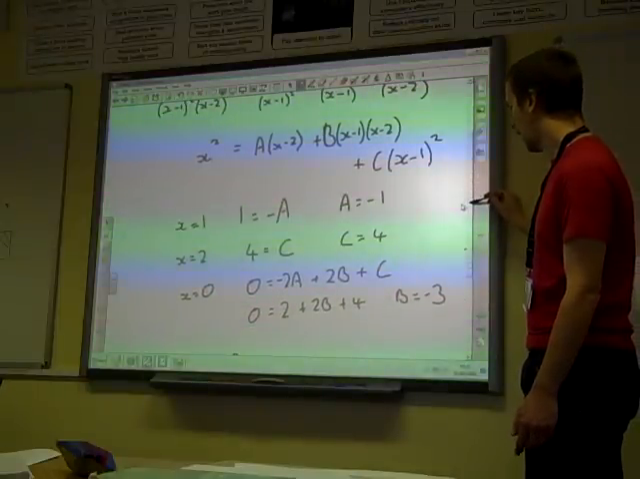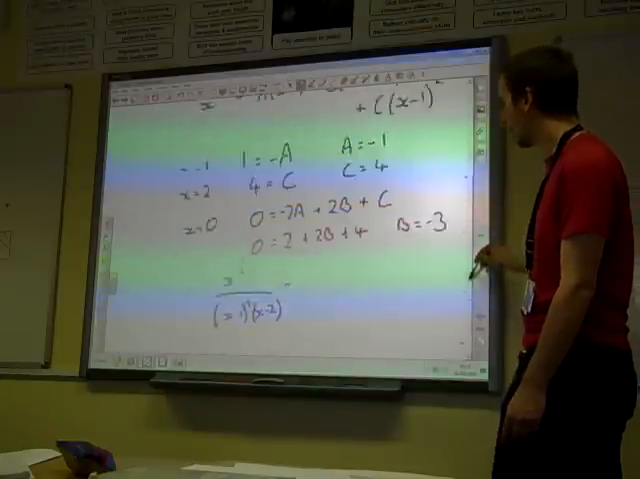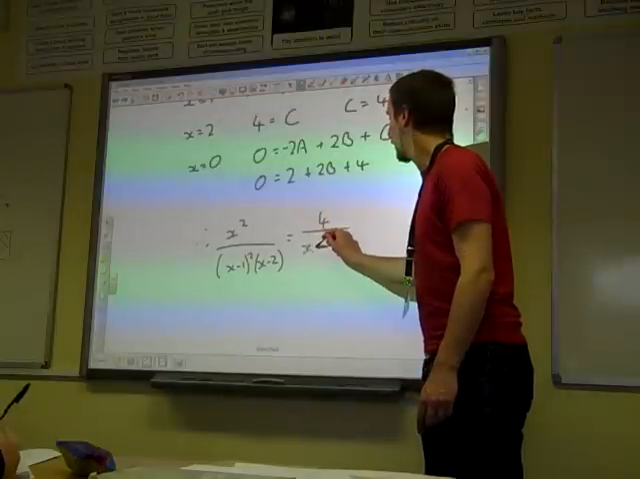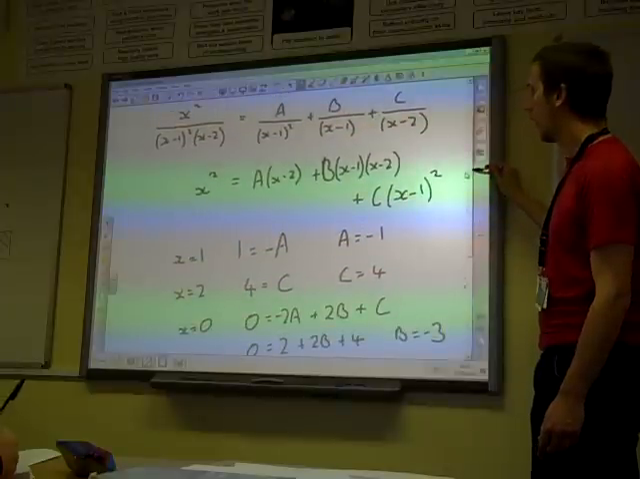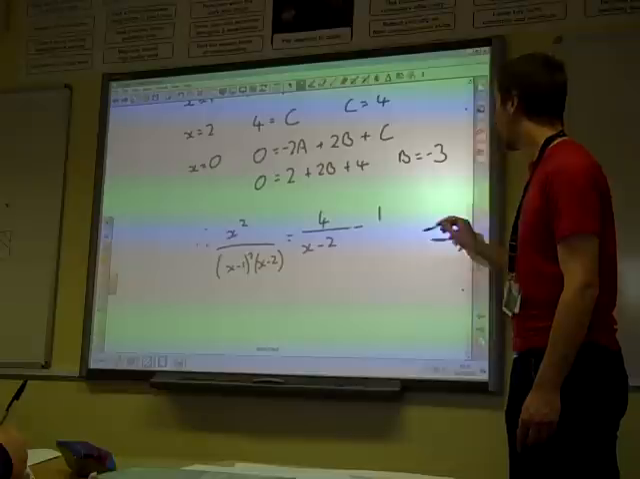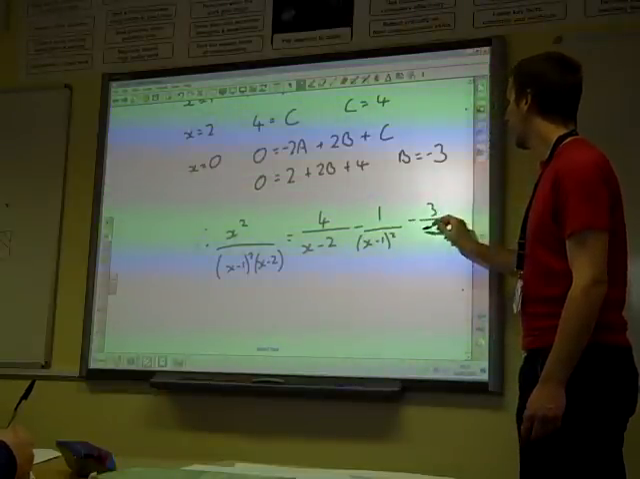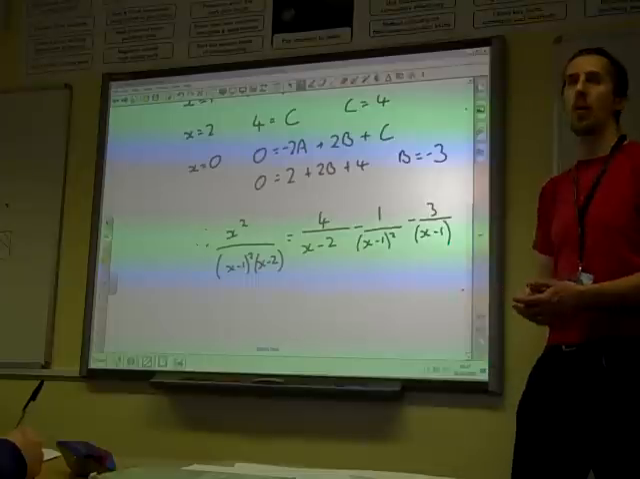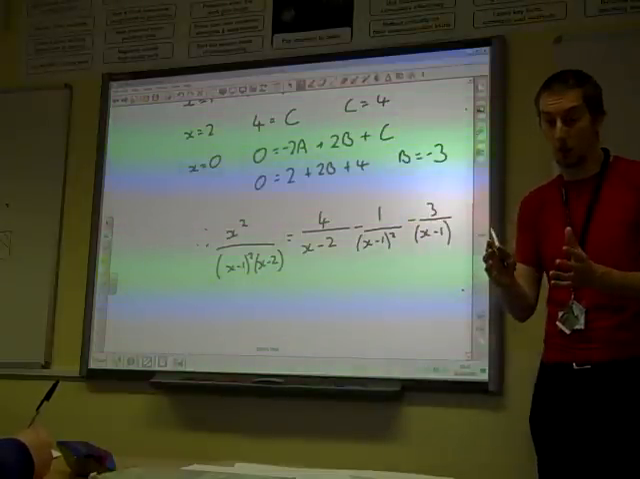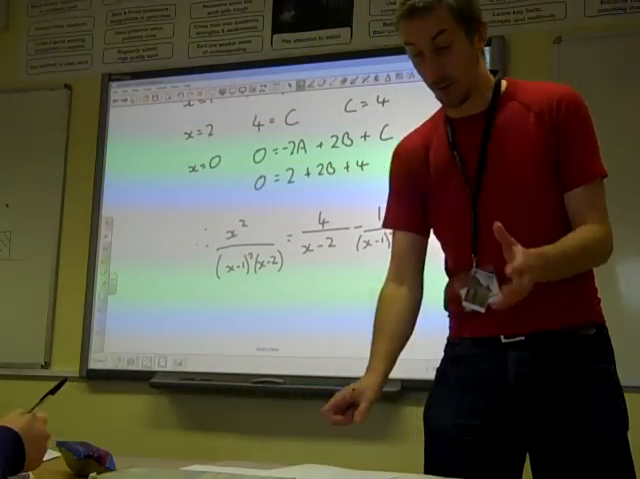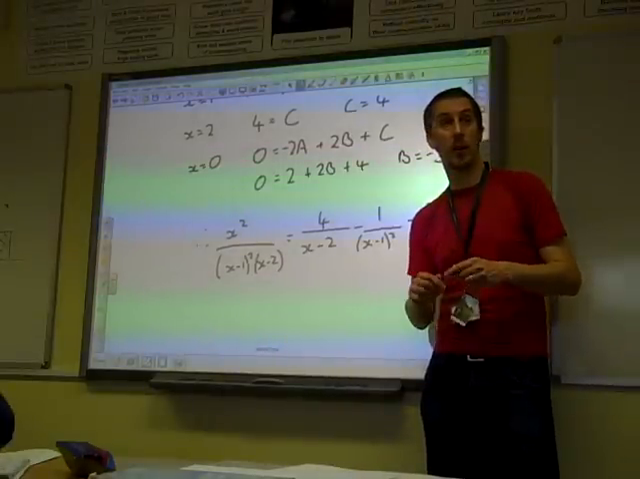Now, I think I'm going to start with the c term, because that's the positive one. So we've got c over x minus 2, that's 4 over x minus 2. And then we had a over x minus 1 squared, so that's minus 1 over x minus 1 squared. And then we had minus 3 over x minus 1, and it looks like that. And again, this was quite a gentle start to this paper, because that was another 5 marks. And that was it. You didn't have to go on and integrate it or anything else.